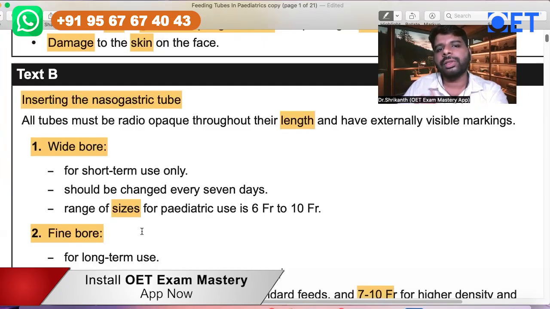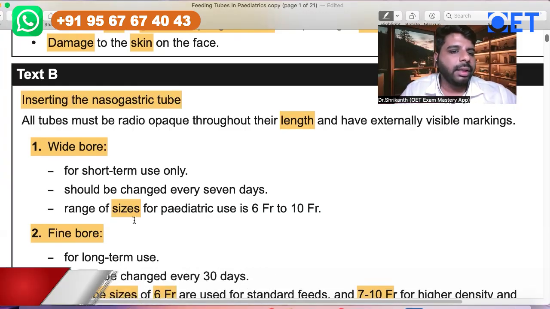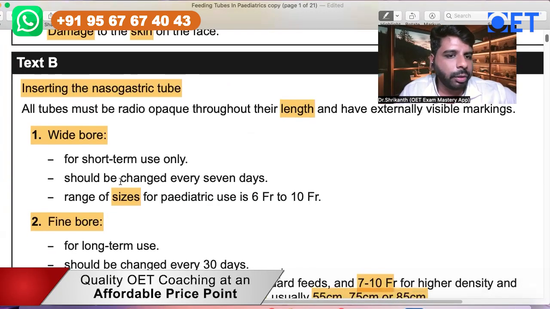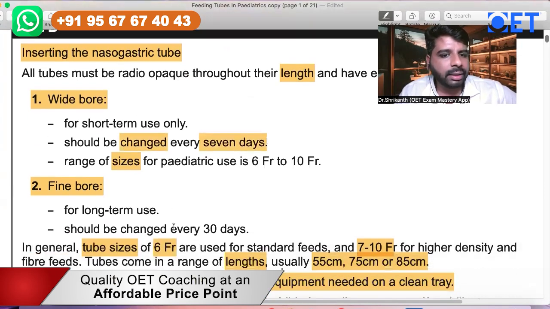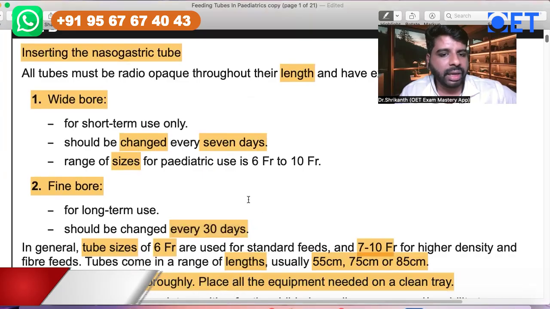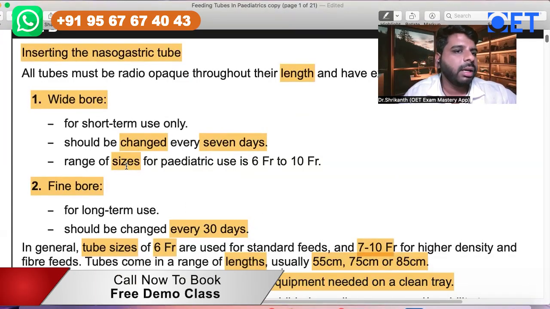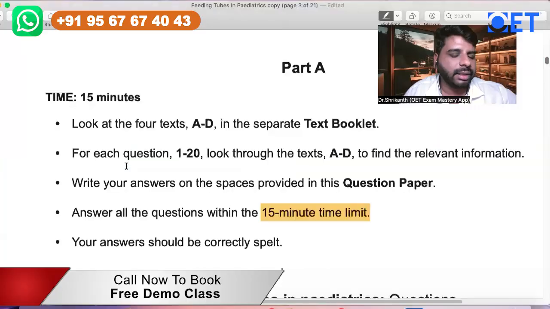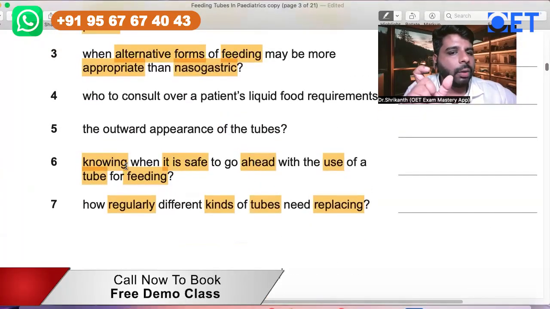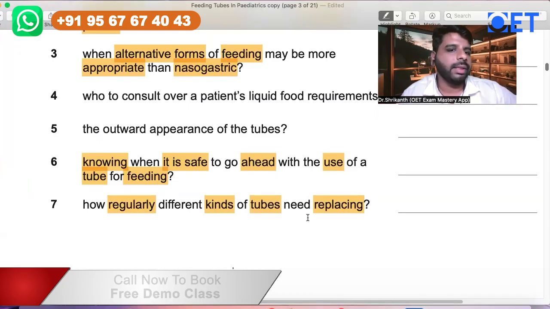Now what is the question asking you? How frequently, that is, how regularly should we change them? Now see, how often should we change a wide bore tube? It should be changed every 7 days. Every 7 days we should change a wide bore tube, and every 30 days we need to change a fine bore tube. That is the seventh question, right? The seventh question is how regularly different kinds of tubes need replacement. So that will be the answer.